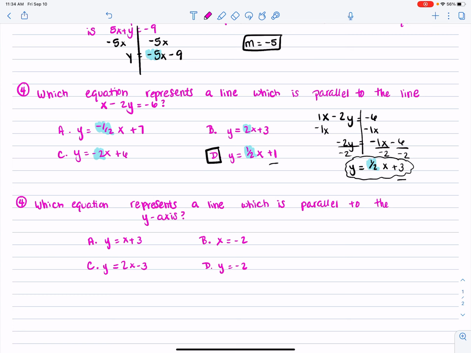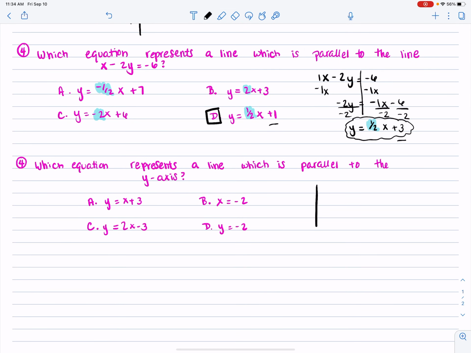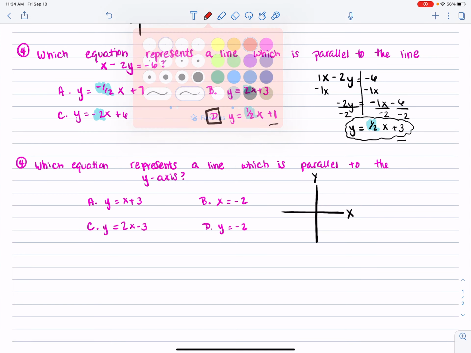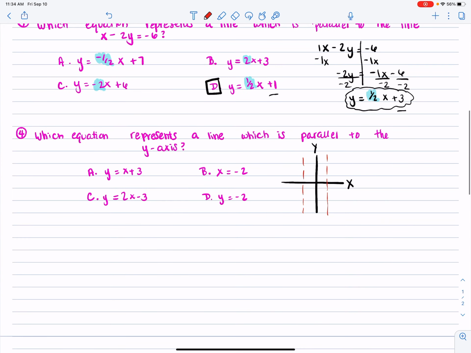Okay, so parallel to the y-axis, I'm going to draw a picture so that I can see what we're really talking about. If I know I have a coordinate grid, I know that the horizontal axis is always x and the vertical axis is always y. So I'm looking for a line that would cross here. That line is parallel to the y-axis, it will never touch. This line is parallel to the y-axis, it will never touch. So what I'm looking for is a vertical line because that will be parallel to the y-axis.